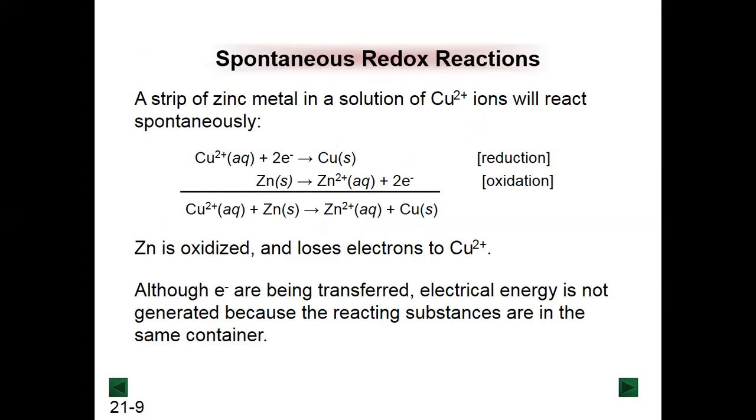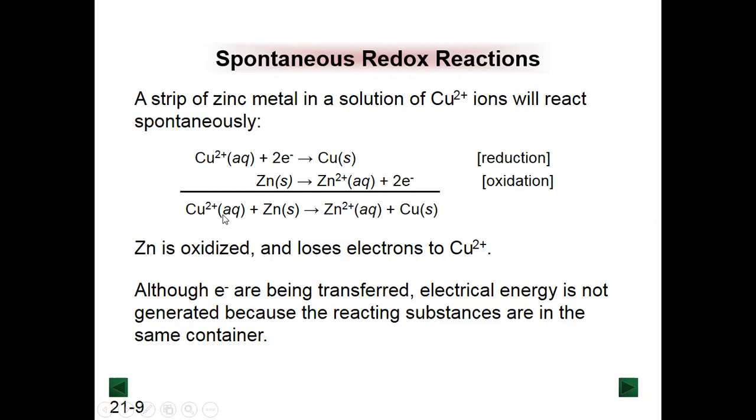A strip of zinc metal in a solution of Cu2+ ion will react spontaneously without any catalyst. It takes place without any intervention. First, Cu2+ ion gains two electrons to become Cu, and zinc metal, which is solid, loses two electrons in order to become an ion Zn2+, liberating two electrons. The first reaction is called reduction, and the other is oxidation.